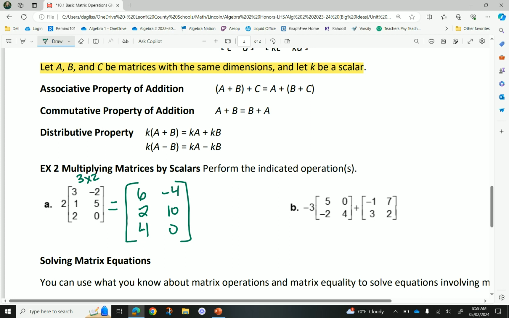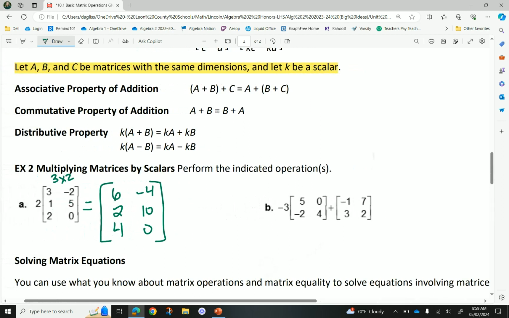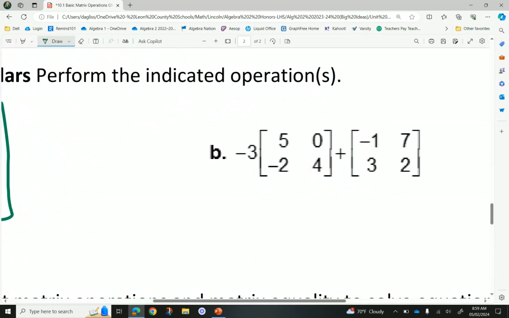We okay? All right, moving on to part B. Part B, I have some scalar multiplication and some adding together. Which one are we going to do first? Yeah, so order of operations are still a thing. If I had parentheses right here, I would add first, right? And then multiply. Those don't exist. So let's distribute the -3 to just the first matrix that we have. Chandler, so what is our first matrix going to look like? What is it?